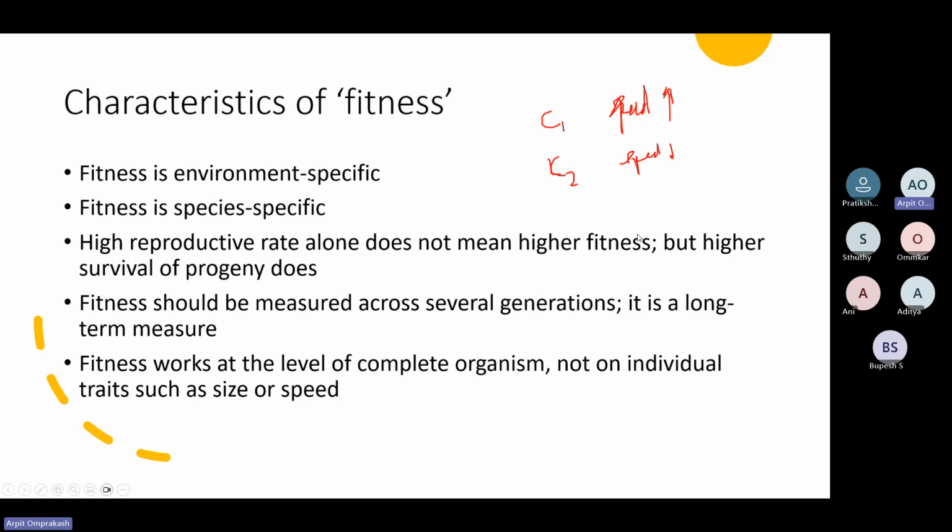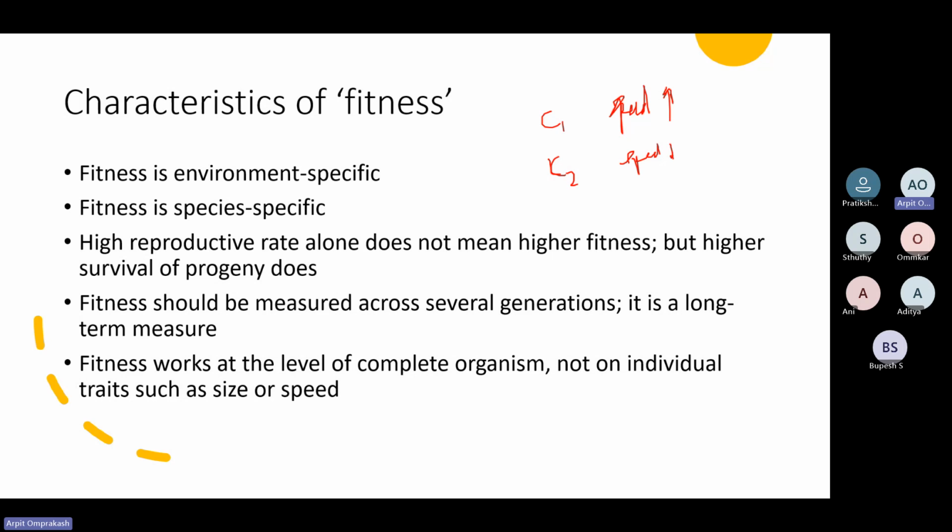There are a lot of different characteristics of fitness. Fitness is environment specific. A camel is fit in a desert. It will never be fit in the sea. You won't consider that fit in the sea. Fitness is species specific. So if you change the species, the fitness also changes. A high reproductive rate does not mean fitness, but survival of progeny is what matters.